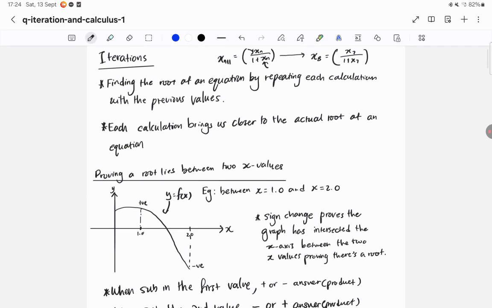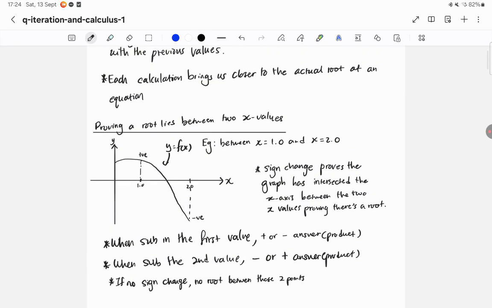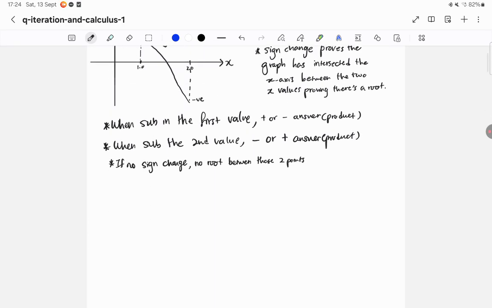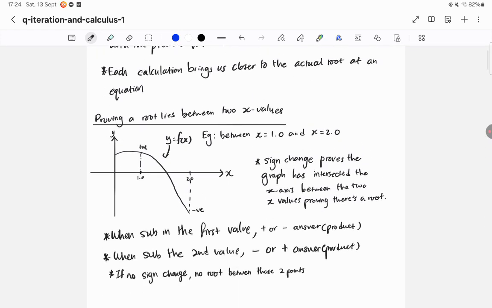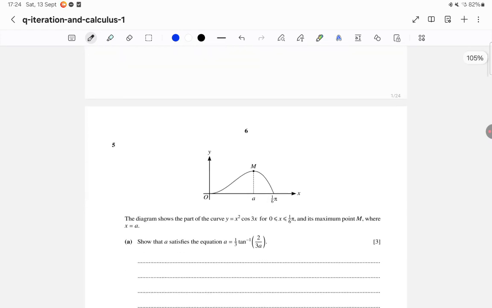There is another part of this topic where questions will ask you to draw a graph to show the root. However, in this video, I will not cover the drawing of graphs. I'll just focus on solving the calculus questions in it. Okay, so that's all we have to do. And let's jump into some questions.